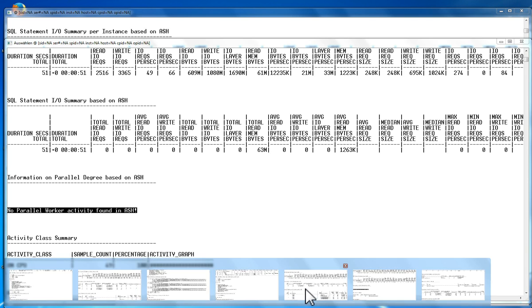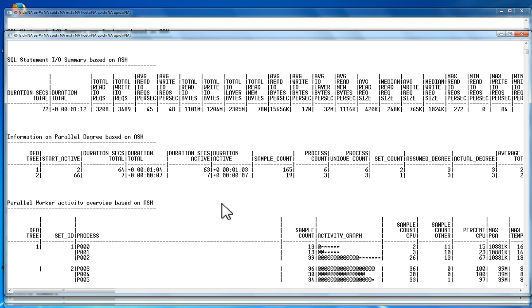So if we switch to a parallel execution analysis, then we see here this section now has some content, and the idea of this section is that you see for each so-called DFO tree of the parallel execution plan a separate line. So this parallel execution plan here consists of two of these DFO trees. So you end up with two rows here that give you detailed information about this DFO tree.